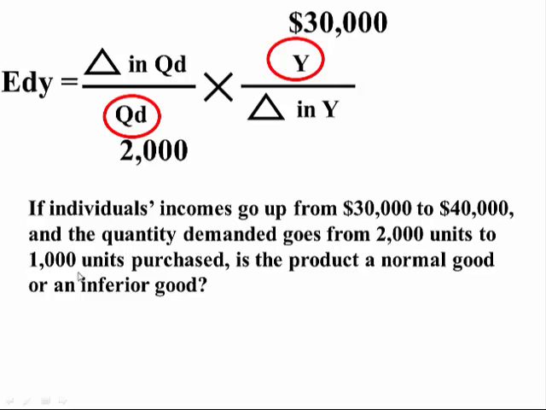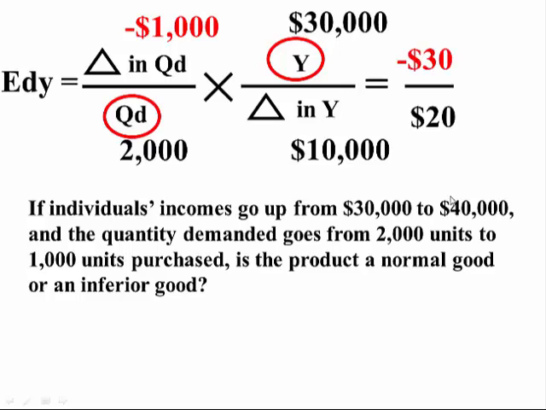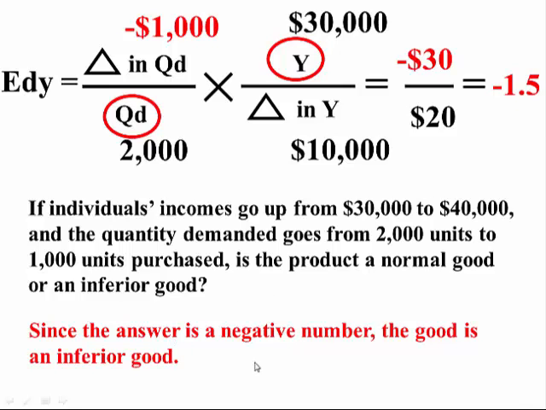The change in quantity is negative now, going from 2,000 to 1,000, so that's a negative 1,000. And the change in income, which is positive, going from 30 to 40, is 10,000. When you multiply this out, you have a negative 30 divided by 20, and you get a negative 1.5. Since this is a negative number, you know that the good is an inferior good.